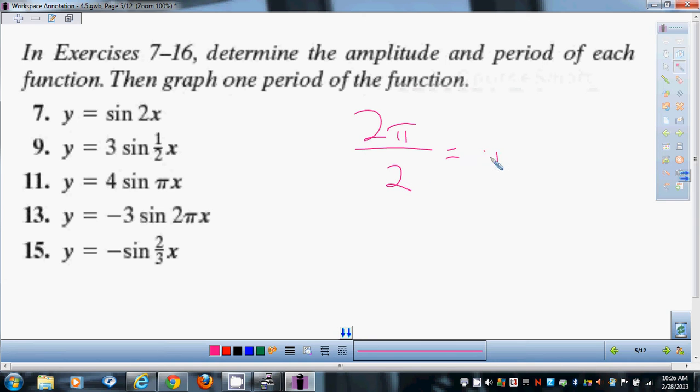What will the period be on number 9? Leslie, how am I going to set that up? Very good. 2 pi divided by 1/2, which is the same as 2 pi times 2 over 1, which is 4 pi. Very good. 4 pi is your period. What about number 11? Ryan. Very good. 2 pi divided by pi will just give you a period of 2. What about number 13? Sam, what's the period of number 13 going to be? What am I dividing by?